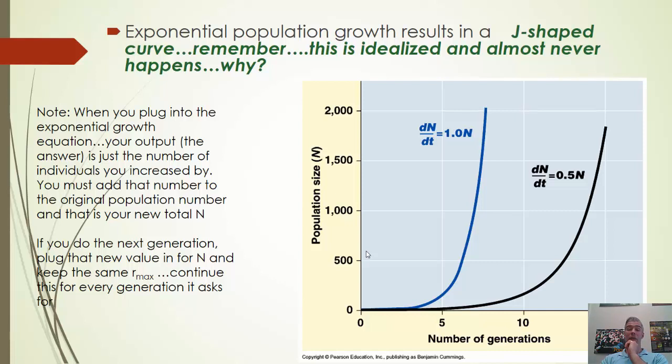This is idealized, though. Remember, it probably doesn't happen. Why? Think about it. I want you to come up with a reason why you may think that would happen. It's because of limiting resources. There's not enough resources for all of them to survive and for it to continue to grow like that. Think what Malthus said.